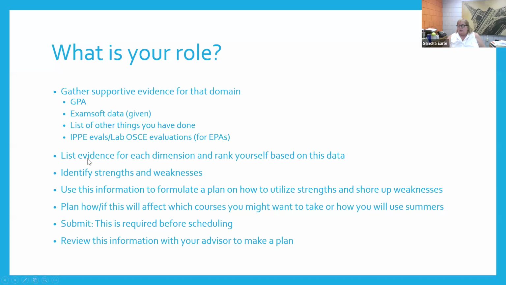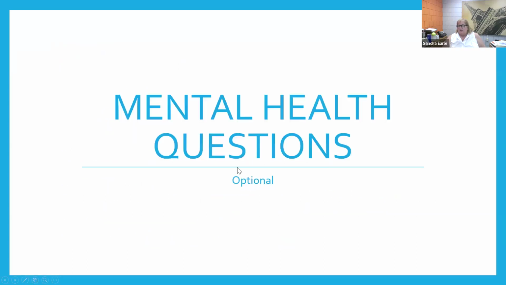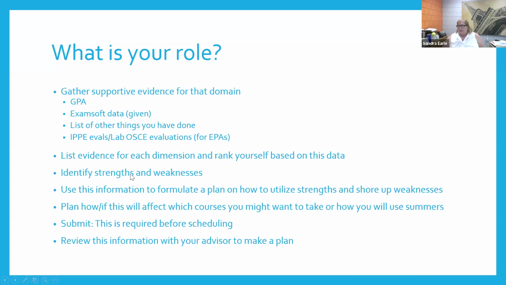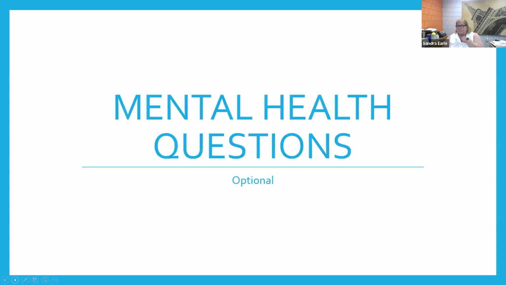On each of these questions, you need to list your evidence and rank yourself based upon the data, identify strengths and weaknesses, and then use the information to formulate a plan on how to utilize your strengths and shore up your weaknesses. Plan how or if this will affect which courses you might want to take or how you will use summers. And then you must submit this before you schedule and talk, then make an appointment with your advisor to go through your self-evaluation and review this information with your advisor and make a plan to go forward.